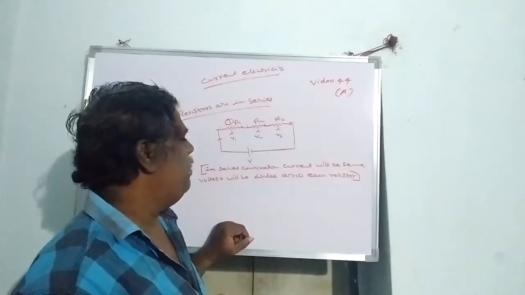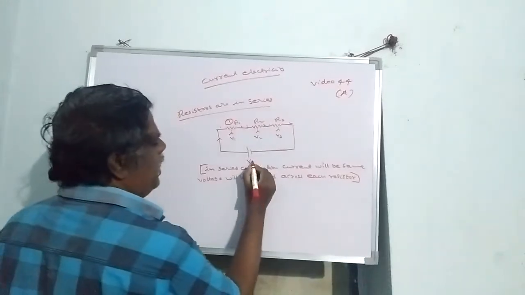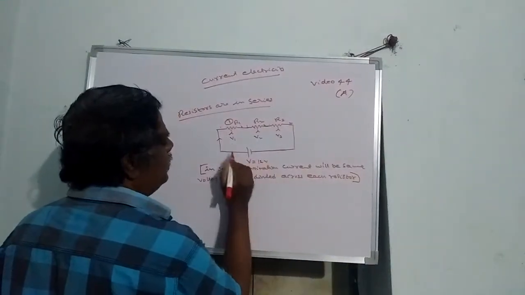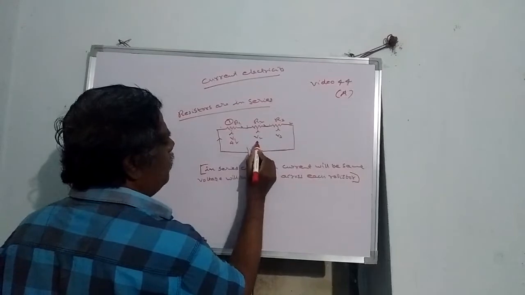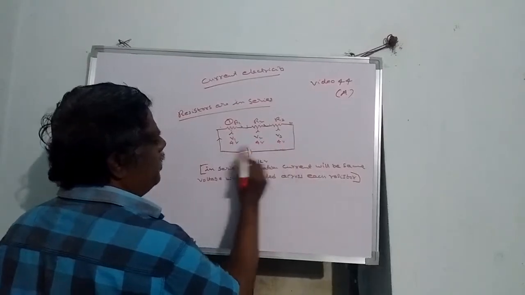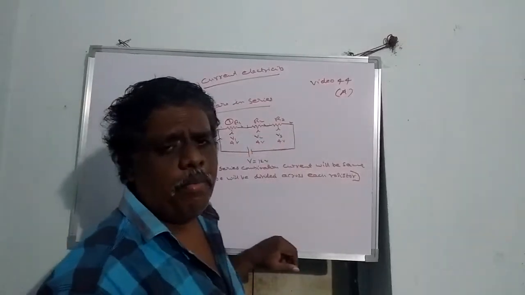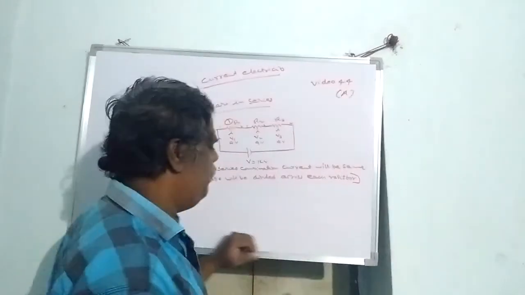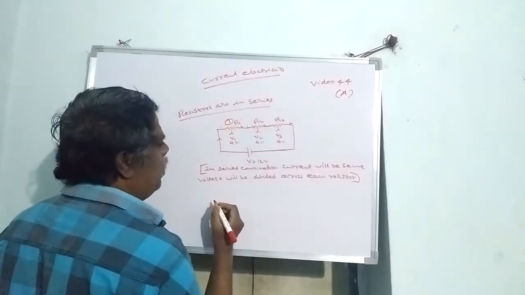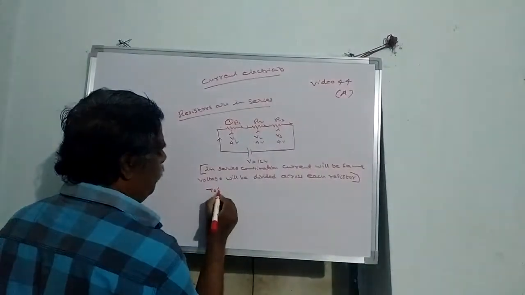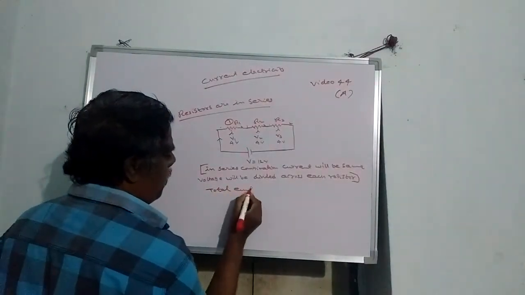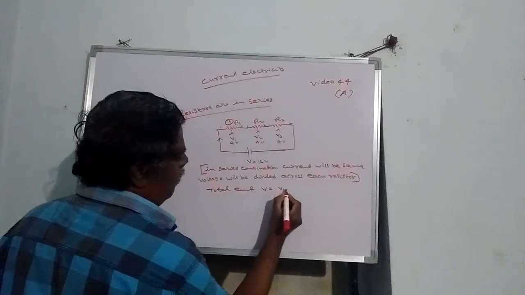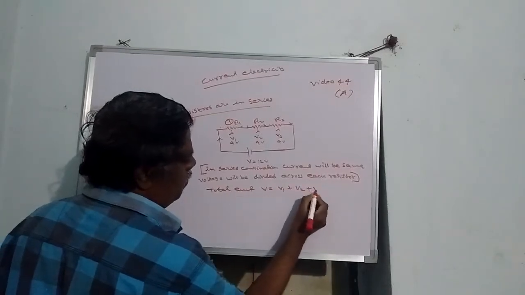The total voltage will be, for example, a battery of 12 volts, then here it will be 4 volts, 4 volts, 4 volts. If you add all the potentials at each resistor, then we get the total EMF. Therefore, total voltage, total EMF, V is equal to V1 plus V2 plus V3.